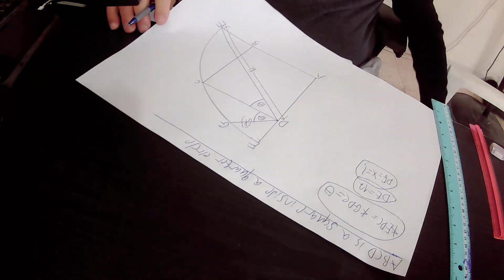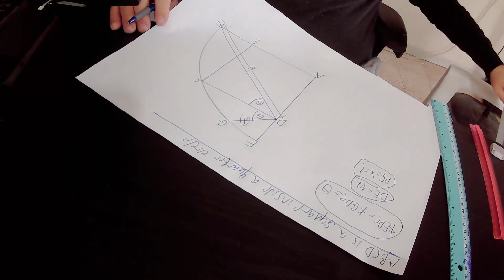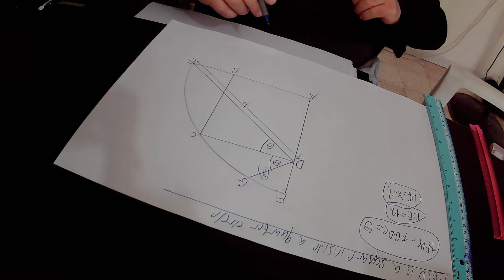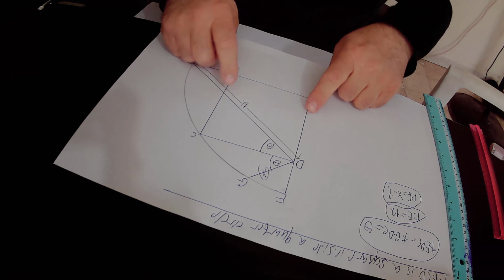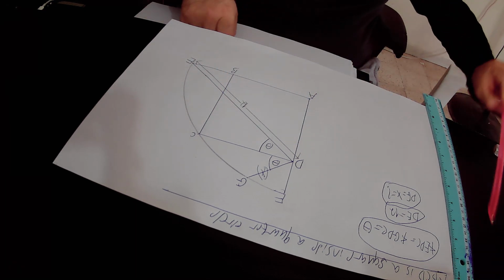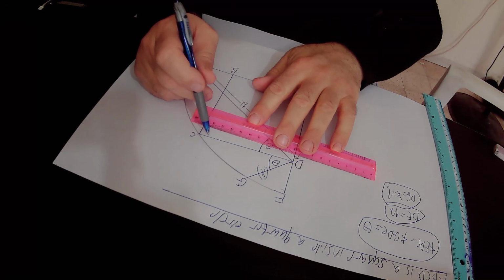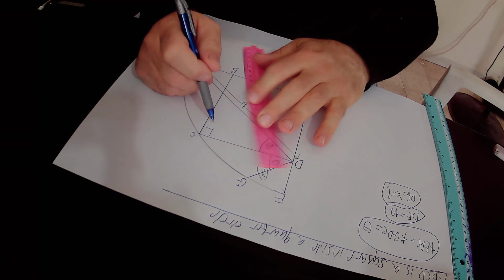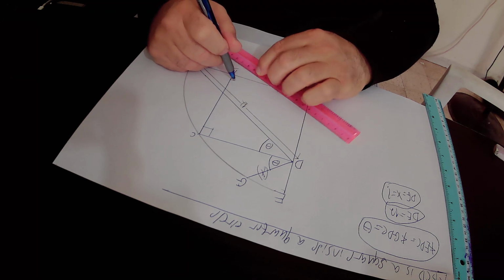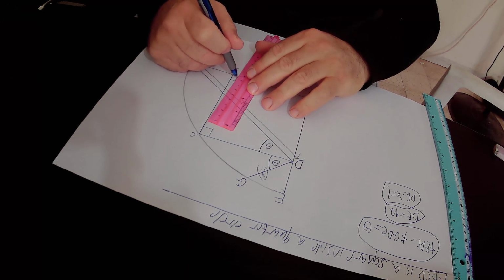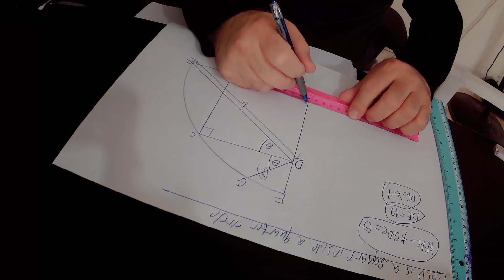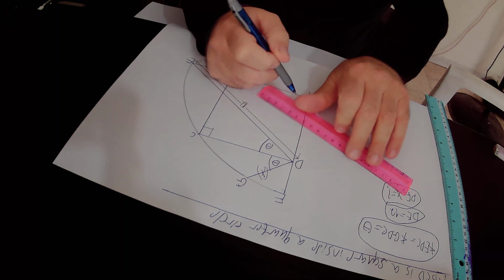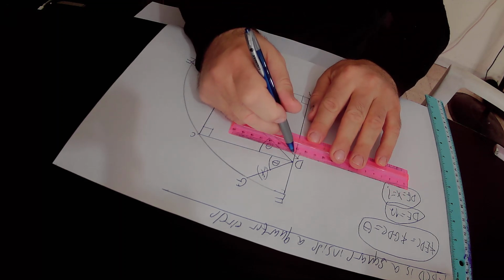Okay, so first of all, we know that all the angles inside square ABCD are right angles, so those four angles, they're all right angles. So this angle is equal to 90 degrees in its size. This is also a right angle. This is a right angle. Finally, this angle is also equal to 90 degrees in its size.